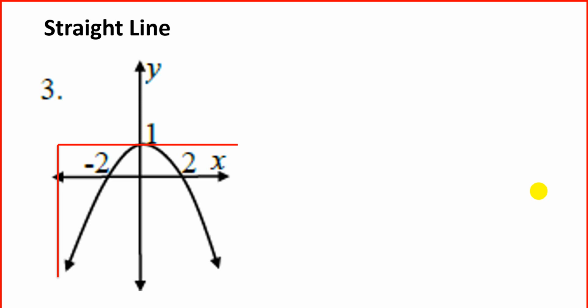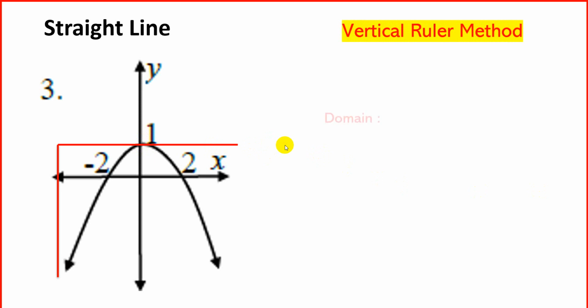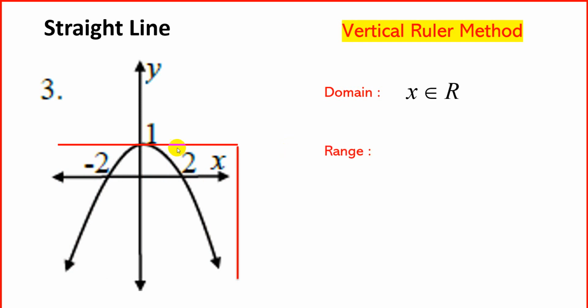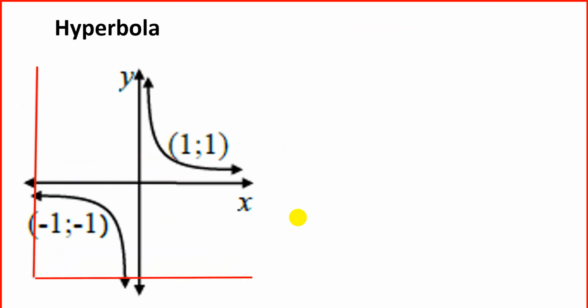Let's look at this parabola. We're starting at 1 on the y-axis, which means that it will not go above 1 on the y-axis. So from the last method, remember, for your domain, there's no restriction. x is an element of reals. But if we look at our range, we're starting at 1 and going to negative infinity, which means that y is less than or equal to 1.